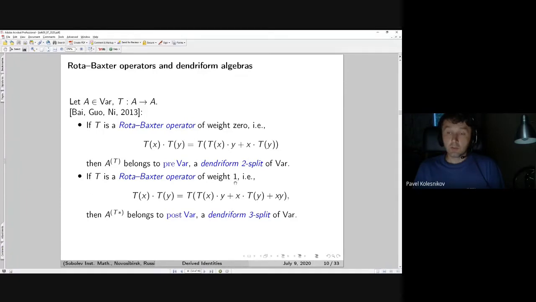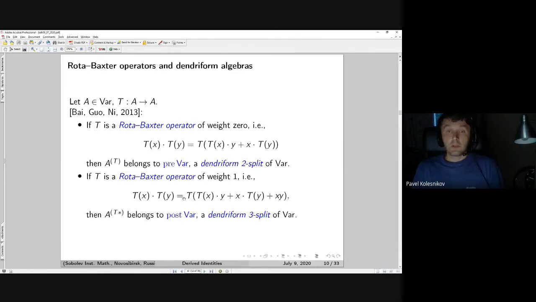Rota-Baxter operators of weight 1 are defined by this identity. And if we have an algebra in a variety Var equipped with a Rota-Baxter operator of weight 1, then A sub t would belong to the so-called post-Var algebra class, which is obtained by dendriform 3-split of Var. These pre-Var and post-Var are also called successors of Var.